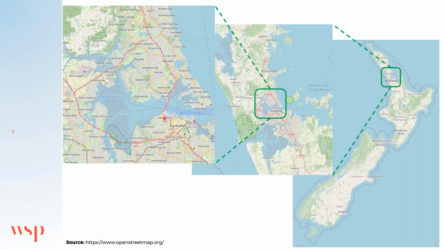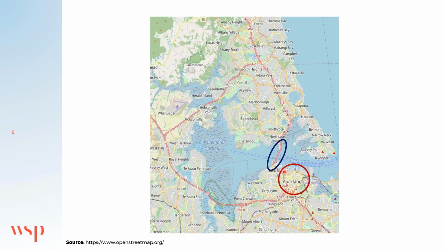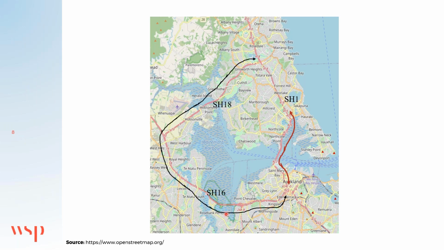So it is Auckland, and if we look closer, you can see this is the CBD, and here is Auckland Harbour Bridge, on State Highway 1 connecting the north of North Island to the south of South Island, and this is State Highway 18 and 16. On normal days, the Auckland Harbour Bridge is connected from State Highway 1 as the short route. But if anything happens on the bridge, the alternative route would be State Highway 16 and 18, which is known as the Western Ring route.